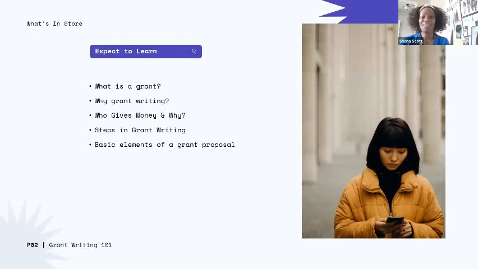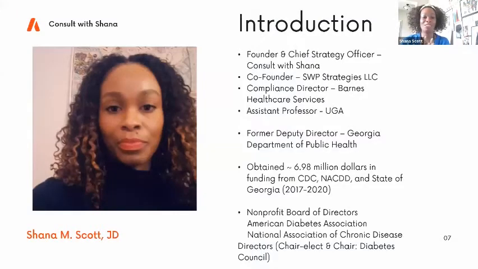All right, so I've been doing a lot of talking and you all know nothing about me yet. So my name is Shana Scott, and I'm the founder and chief strategy officer of Consult with Shana, which is how you probably found out about this workshop. What I do with Consult with Shana is I work with executives, leaders, nonprofits, etc., to help them figure out what their business goals and business ideas are and move those goals to the next step.